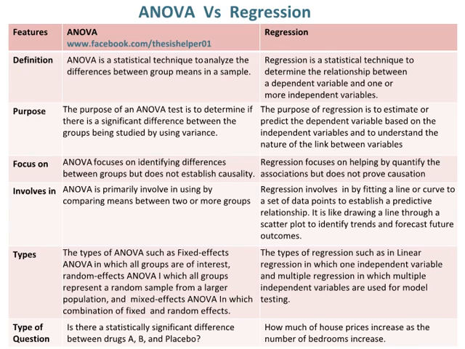The type of question in ANOVA is, is there a statistically significant difference between drugs A, B, and placebo? Whereas the type of question in regression is, how much do house prices increase as the number of bedrooms increases?